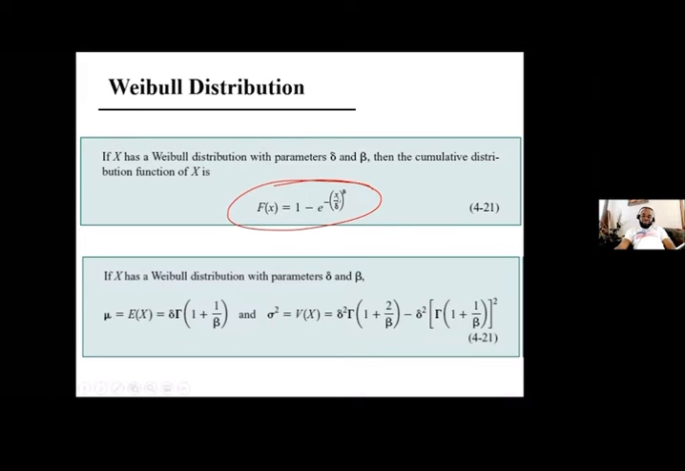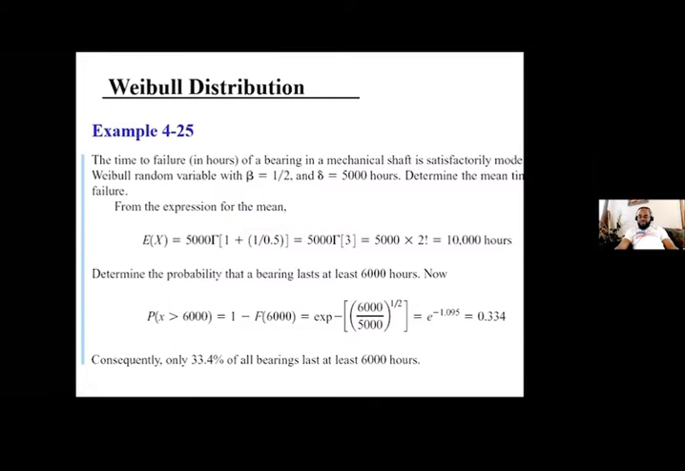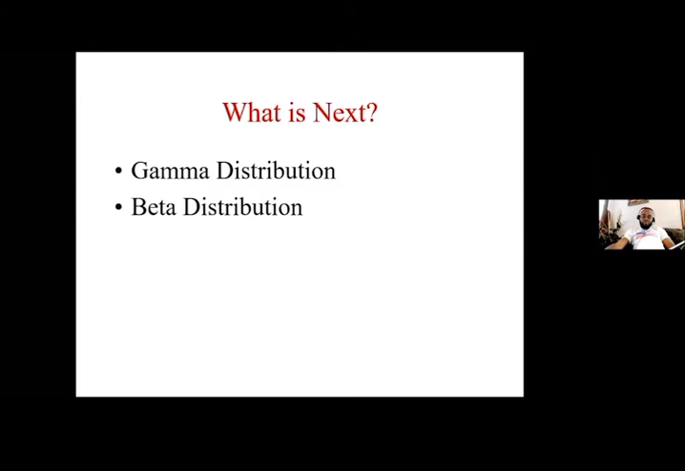Which is just going to be the exponential of this. What I'm going to do is plug in beta, delta, and the x. Now you're going to see what we've plugged in. Look at that. Our x is 6,000, and we've plugged in the values of the parameters. We compute that, and the probability is 0.334. So what that means is that 33.4% of all bearings will last at least 6,000 hours. Okay, so we are done with Weibull.